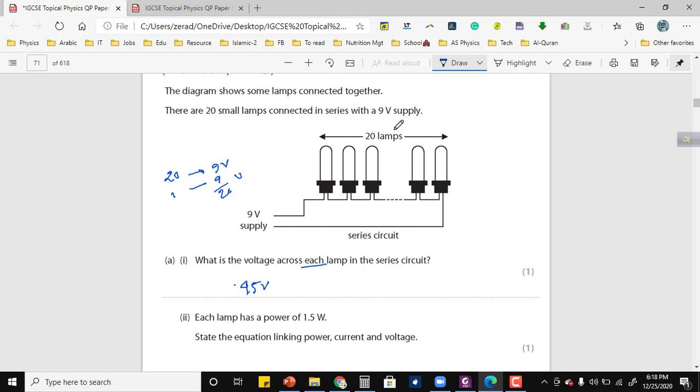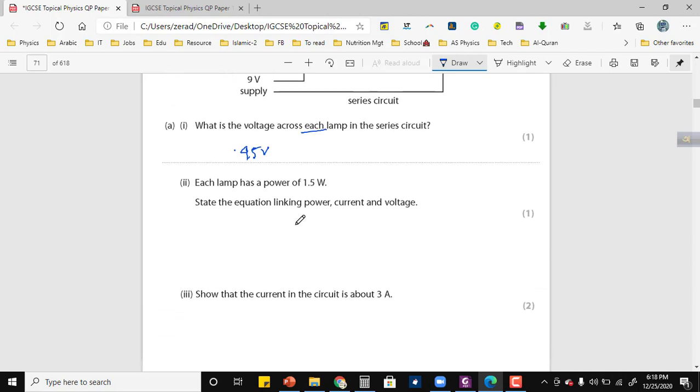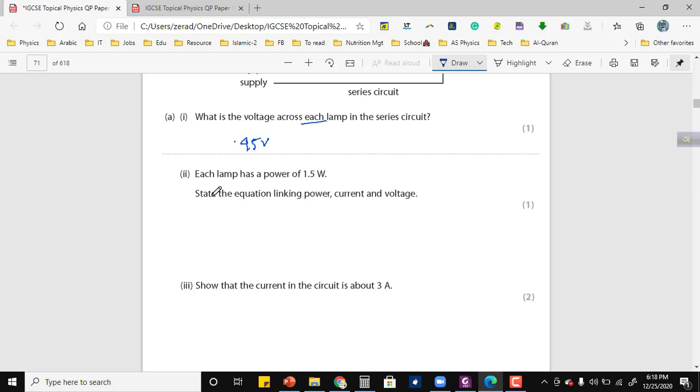Next question says each lamp has a power of 1.5 watt. State the equation linking power, current and voltage. So we know that P is equal to VI, which shows the equation linking the power, current and voltage. Show that the current in the circuit is about 3 ampere.